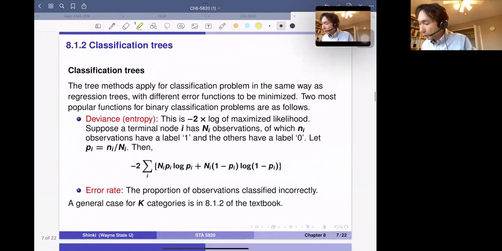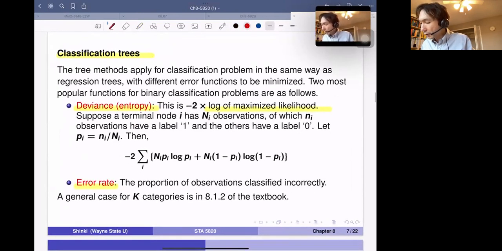Okay, so in the previous page, it was the regression tree because we minimized the residual sum of squares, but it can also be applied to classification trees. So the tree method can apply to classification problems in the same way as the regression tree, with different error functions to be minimized. The two most popular functions for binary classification problems are as follows. One is deviance and the other is error rate. Deviance is basically based on the maximum likelihood, so the log of the maximized likelihood. That is the value.